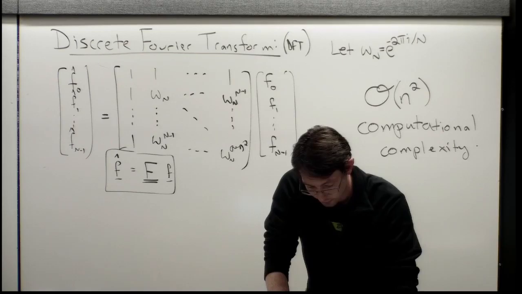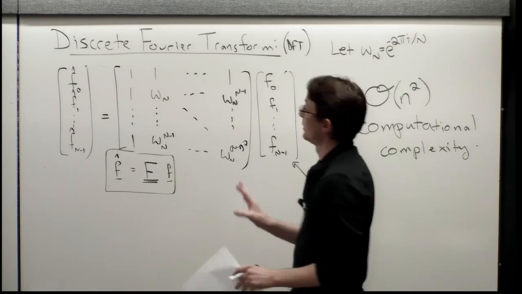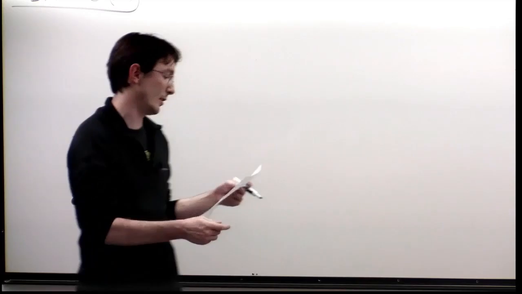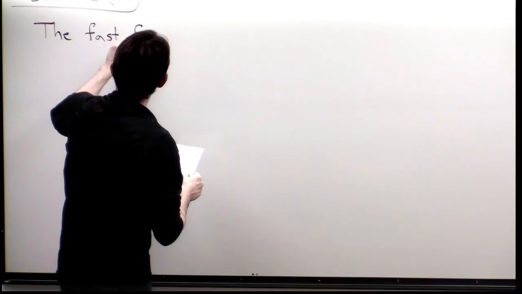So now I'm going to introduce something called the fast Fourier transform. I'm going to go over here. So that was the DFT. The DFT is order n squared. But now we're going to talk about something called the fast Fourier transform. Now, you've almost certainly heard of this before. It's kind of the most famous algorithm of the last 50 years. It's the rock star of numerical algorithms. It's the fast Fourier transform.